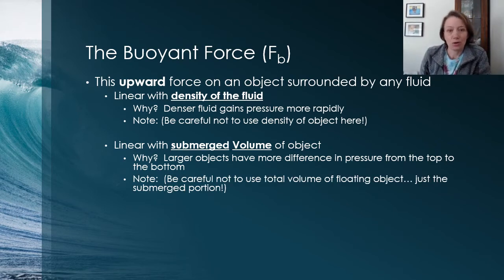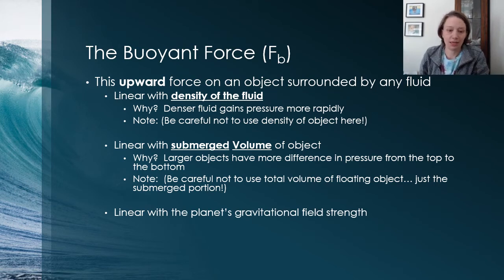Again, an important note about this: we're only talking about the submerged volume, the amount of the object under the fluid, not the entire volume of the object. So if you have an object that's floating partially out of the water, the only part of the object that's generating buoyant force from the water is the part that's underwater. So you only want to use the chunk of the object that is under the fluid.